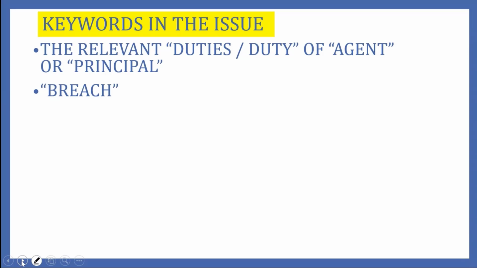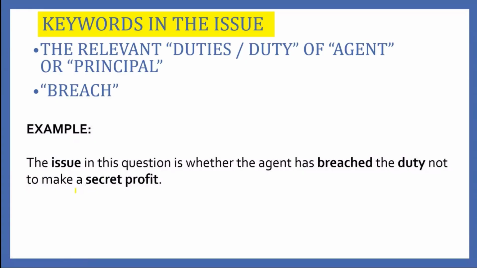So how do you write your sentence for your issue? This is an example of how you can write it. The issue in this question is whether the agent has breached the duty not to make a secret profit. So you've got the word breach, you've got the word duty, you've got the word agent. Agent is the one who breached the duty, right? Secret profit is the relevant duty. All right. So this is one of the ways. Of course, there are so many ways for you to construct your sentences, but it would be good if you can go straight to the point and address what is the relevant issue in this question.